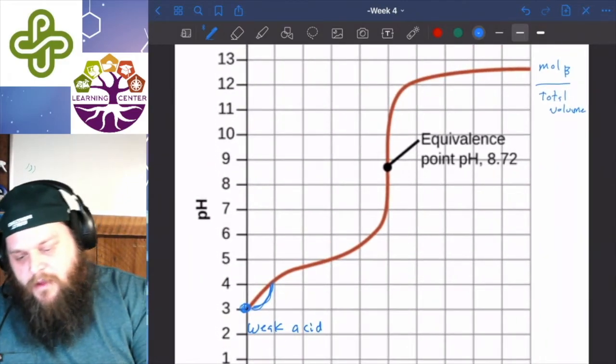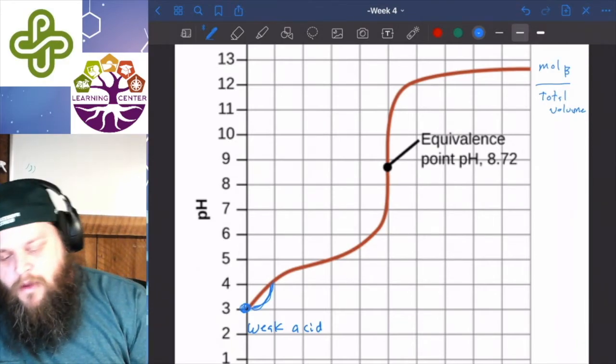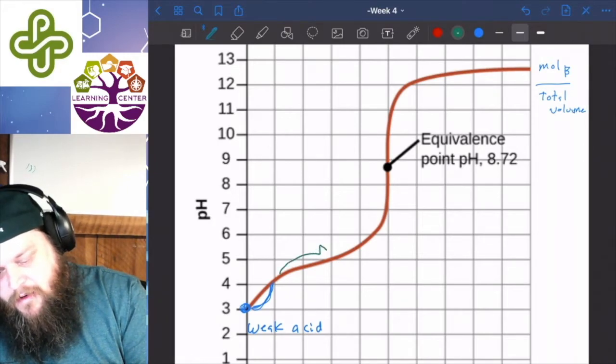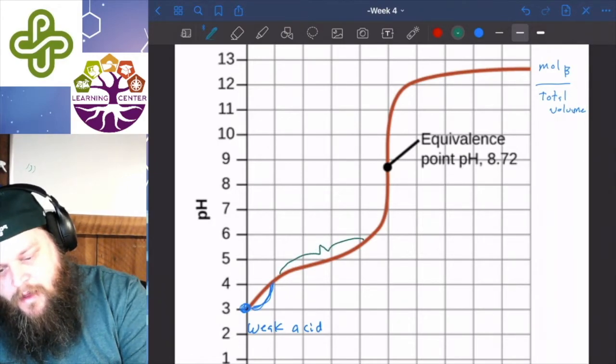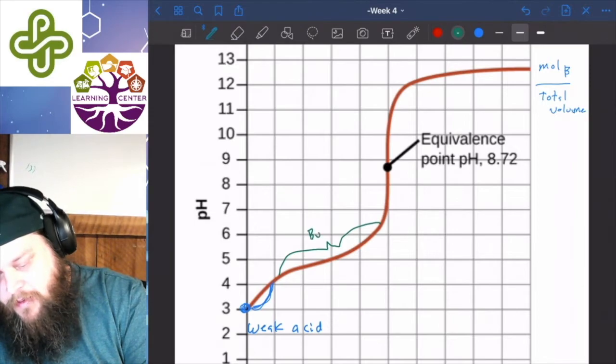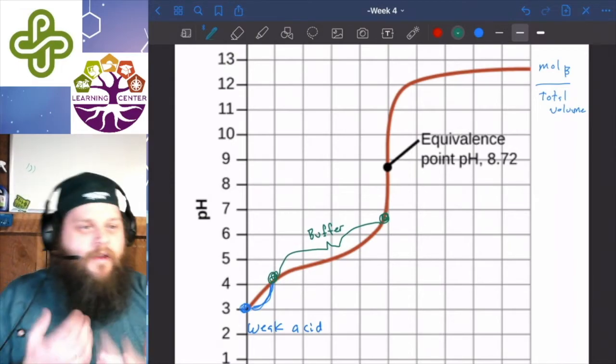So just that, and you can see it starts to level off, and then it looks a little bit more like our strong acid, strong base. And in this region here, up until probably about where it's going to get into that tall part, we can call that our buffer. It acts kind of weird in this area and in this area. All the equations don't work.